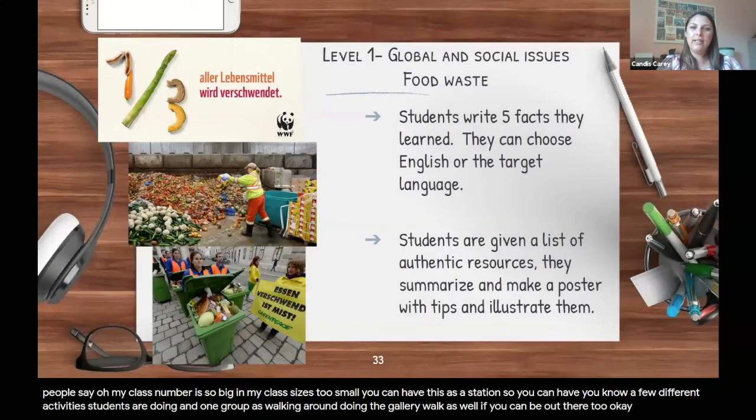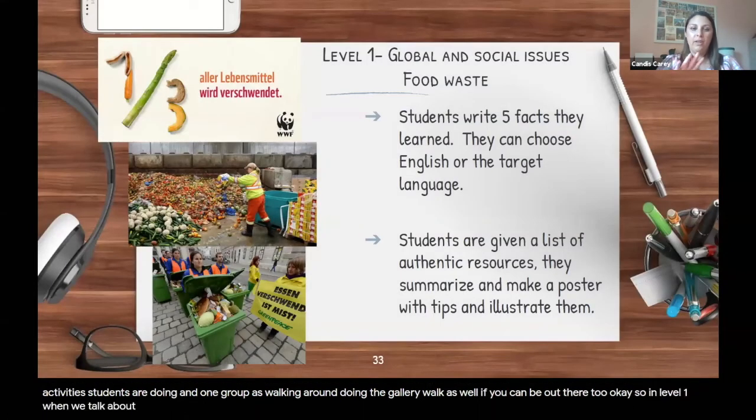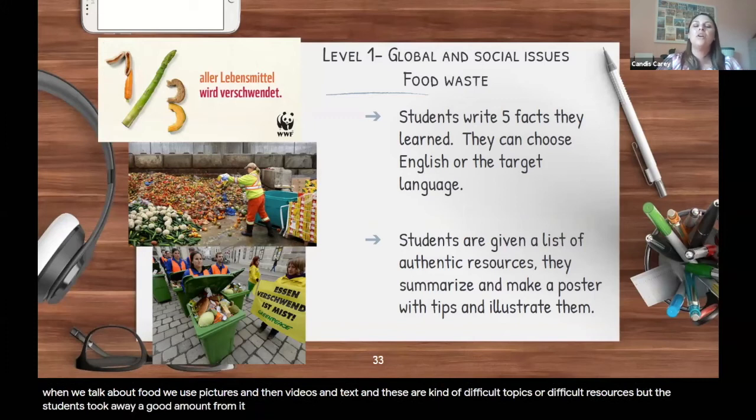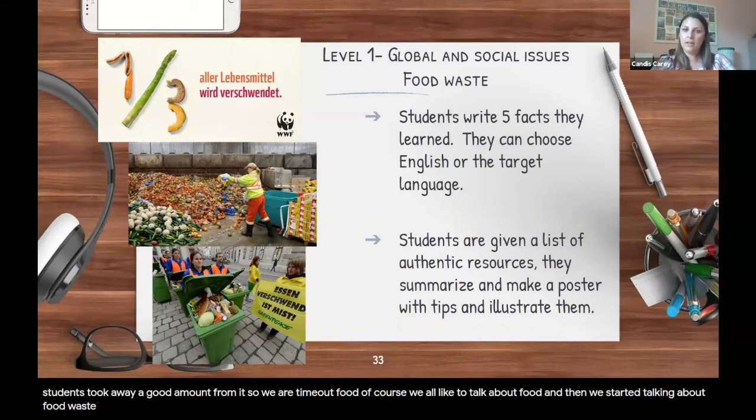Okay, so in level 1, when we talk about food, we use pictures and then videos and text. And these are kind of difficult topics or difficult resources, but the students took away a good amount from it. So we were talking about food, of course, we all like to talk about food, and then we started talking about food waste. And I tell my students to write 5 facts they learned.